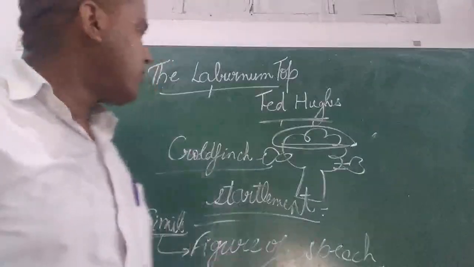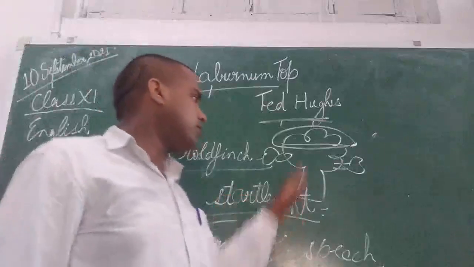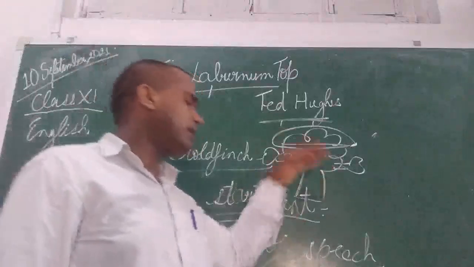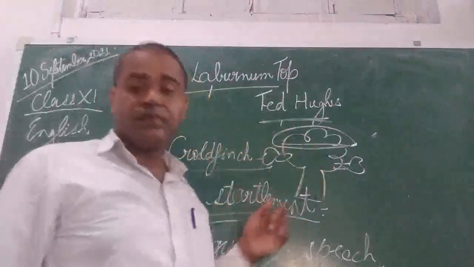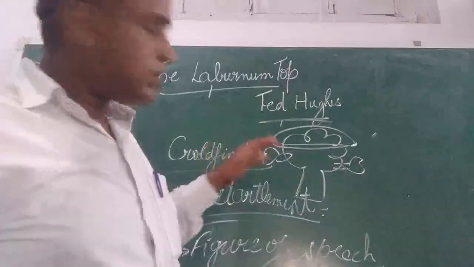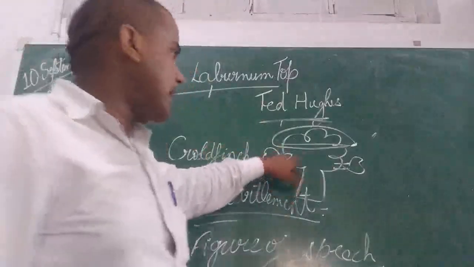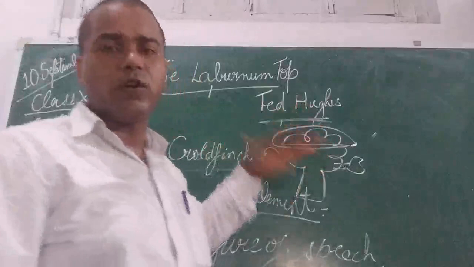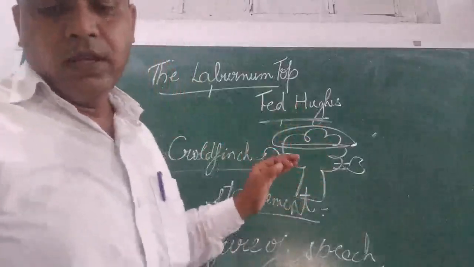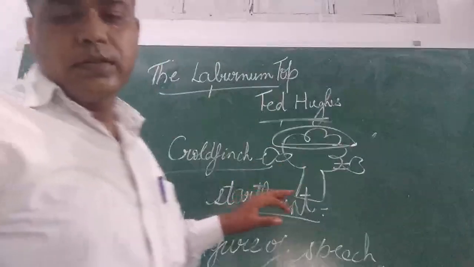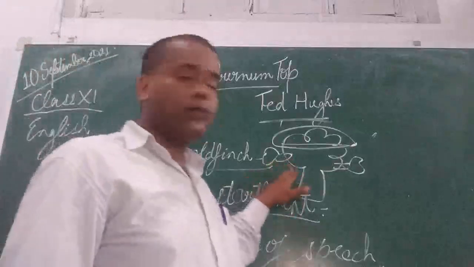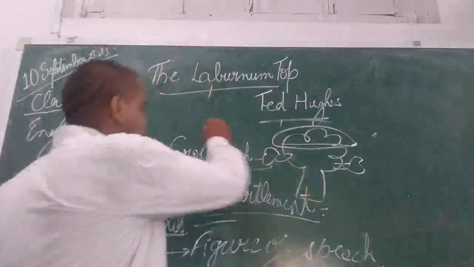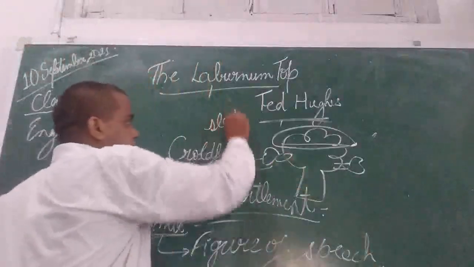Then what happened when the goldfinch came on that laburnum? A surprise has been seen, that the silence of that laburnum had gone away. The movement of that bird, the word sleek here, sleek means smooth.